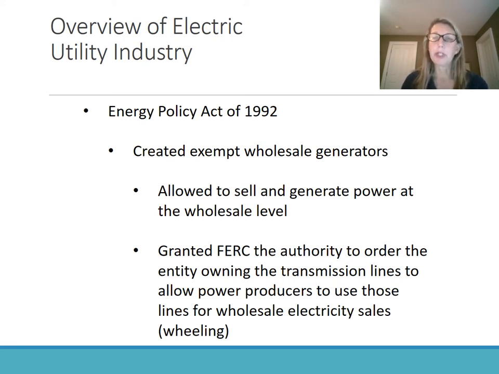It granted FERC the authority to order the entity owning the transmission lines to allow power producers to use those transmission lines for wholesale electricity sales. So if a public utility, let's just say Niagara Mohawk, was the owner of the transmission line, and a generator to the west wanted to transmit energy to the east, we had to open up our transmission lines to allow them to transmit the energy to a wholesale customer across our lines.